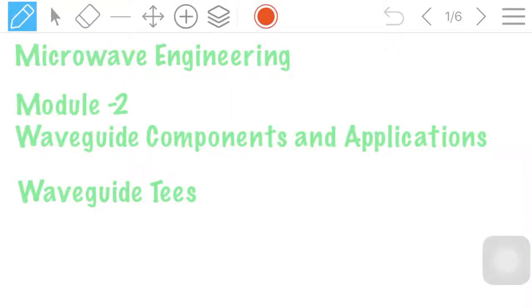Welcome to Module 2, Waveguide Components and its application. Until now we have seen how a coaxial cable can be coupled to a waveguide, and also different impedance matching elements like windows, tuning screws, ports, and waveguide phase shifters. Now it's time to push the bar and learn different microwave junctions such as magic T, E-plane T, H-plane T, directional couplers and circulators.